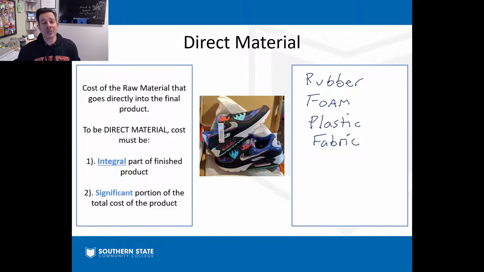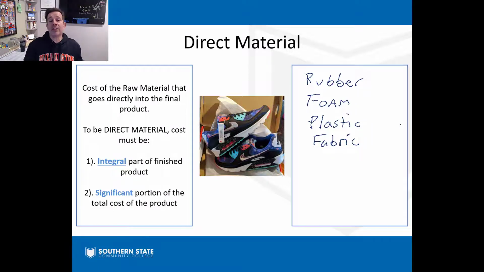So all of those items are going to be raw material that go directly into the product. And so that meets part one of our definition. Part two, all of those probably represent a significant portion of the final cost of that product as far as getting it made. Okay, so direct material.